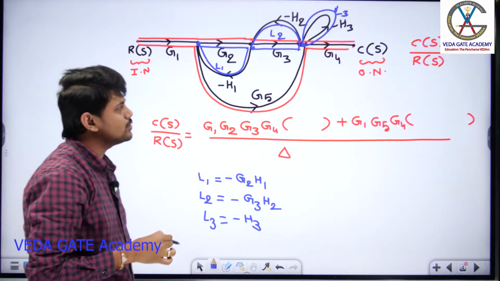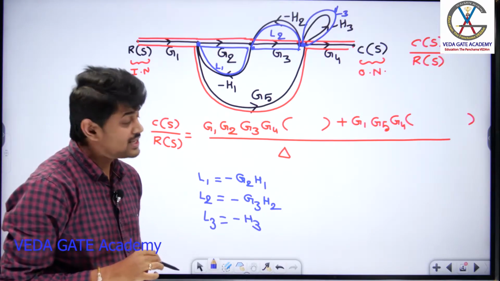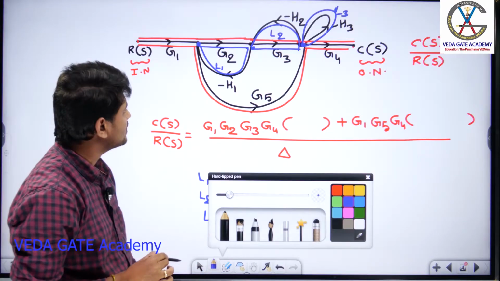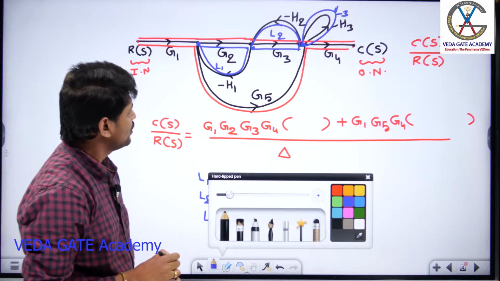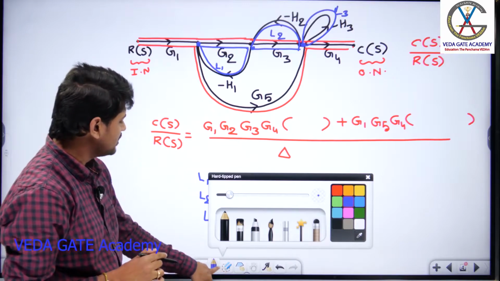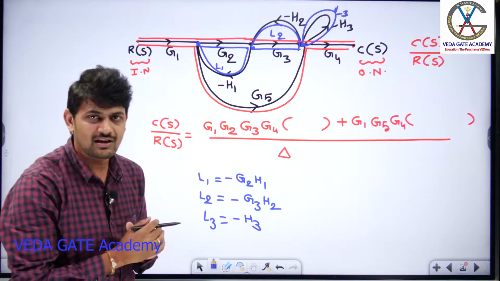So these are the three loops. Now, will I get any loops apart from these three loops what I have drawn here? Will I get any more loops? No, you won't get any more loops, right? So you are going to get only three loops in the given diagram.